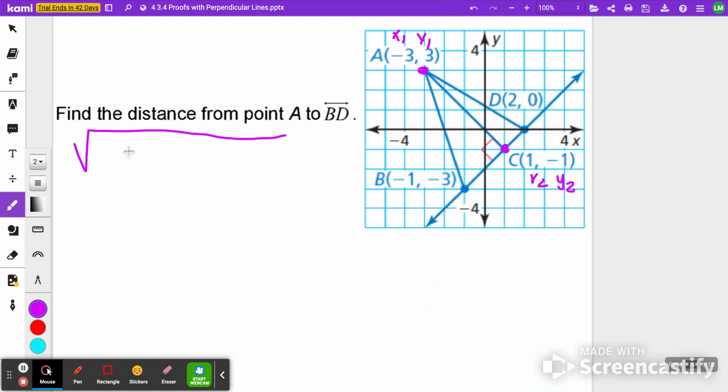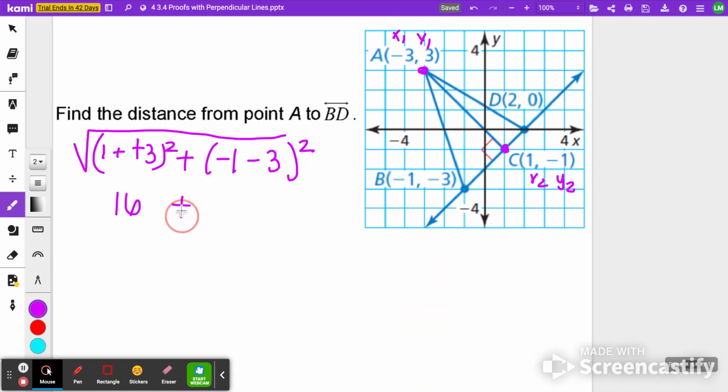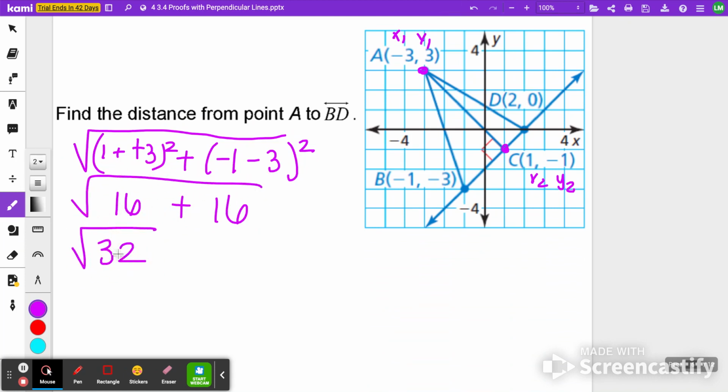and then find the square root of that. So I'm going to do x2 minus x1, that's 1 minus negative 3 squared, plus y2 minus y1, that is negative 1 minus 3 squared. Okay, 1 minus negative 3 means 1 plus 3, that's 4, and 4 squared is 16. And then negative 1 minus 3, that's negative 4 squared, that'll be 16 again. So we're trying to find the square root of 32, and that's probably going to give us something around 5.